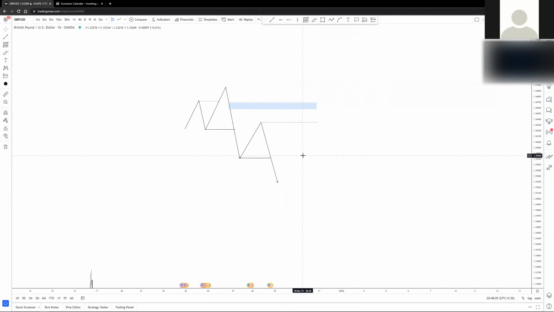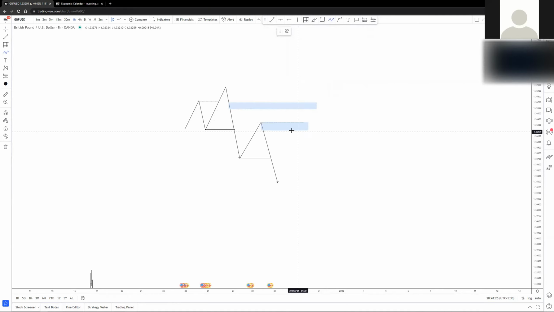Why is this an inducement? People are induced into believing that this right here is a breakout structure point. Now, once we get into trading ranges, you'll understand why this is not a breakout structure. This is not a breakout structure point. So let's say we had a point of interest here. Now, what are the smart money traders being taught?